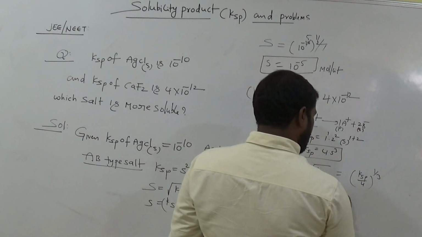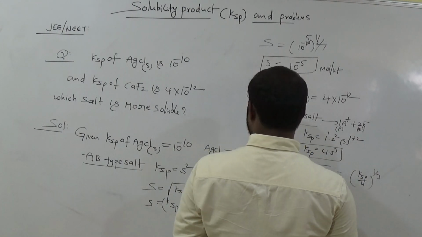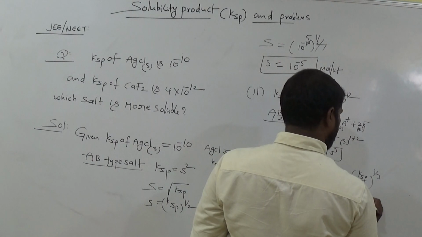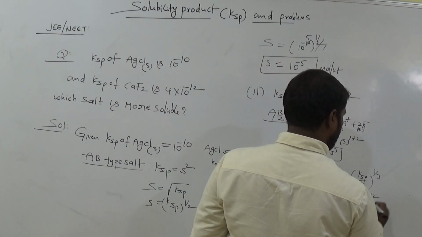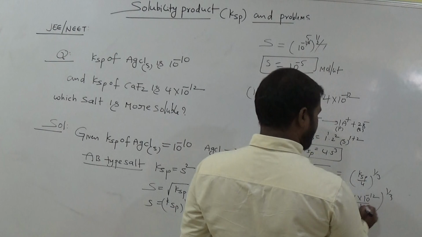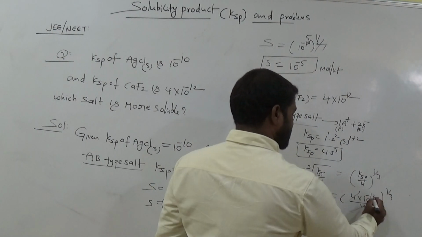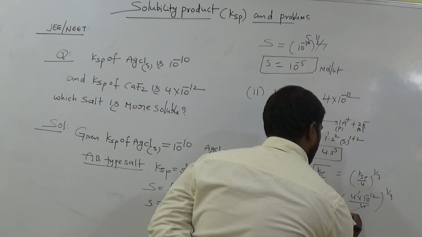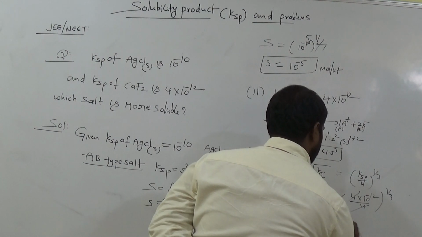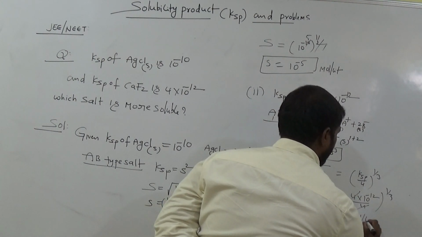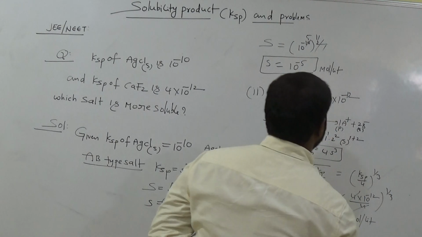Clear? Now what is KSP here? 4 into 10 power minus 12 by 4, am I right? Whole power 1 by 3. 4 by 4 cancels. So 10 power minus 12 under the cube root means it is clearly 10 power minus 4. So S equals 10 power minus 4 mole per liter.